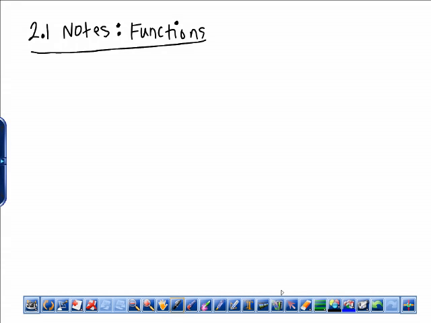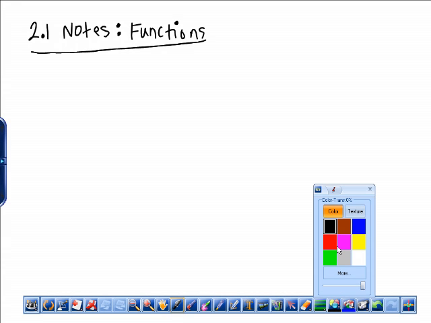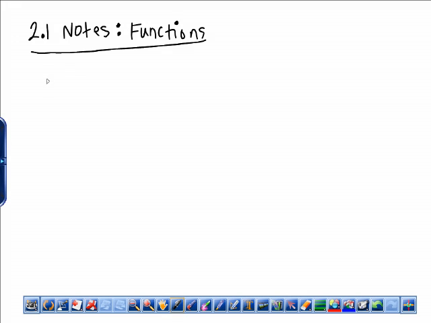Okay, 2.1 notes. This is over functions, so let's start with some function notation. Let's say we are given a function. Let f of x equals 3x squared plus x minus 5. This is function notation, just like y equals, we've been over this. And let's do an example where we say find f of -2.